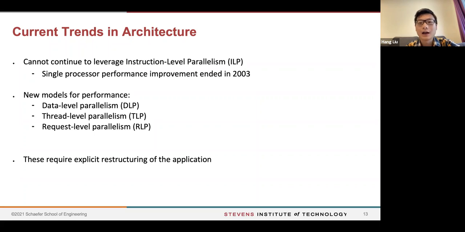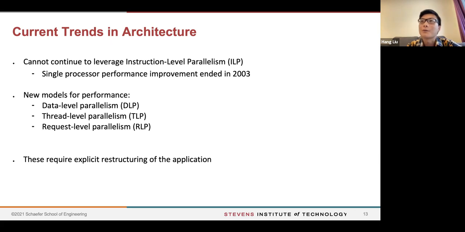I have to be honest, I'm in the field of this parallelism, like how to restructure an application in order to take advantage of data-level parallelism or thread-level parallelism. Okay, you might feel that sounds very bad, right?